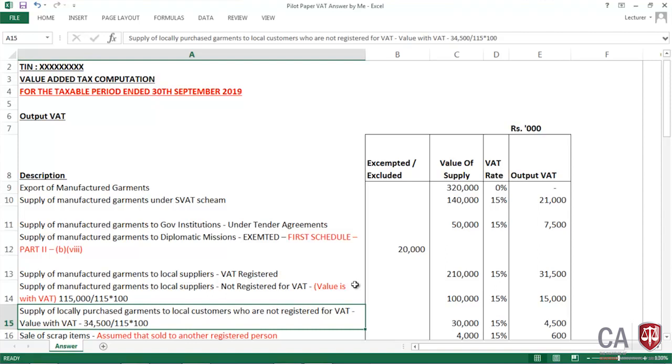there are two invoices, tax invoice and the inclusive invoice. Now, inclusive invoices are issued to the persons who are not registered for VAT. Then these 34.5 million and the 115 million are the two transactions like that. Therefore, we need to eliminate the VAT component from the value of supply in section 5. The value of supply on the inclusive basis, the types of the value of supply are very clearly provided. On that basis, we are doing the calculation.